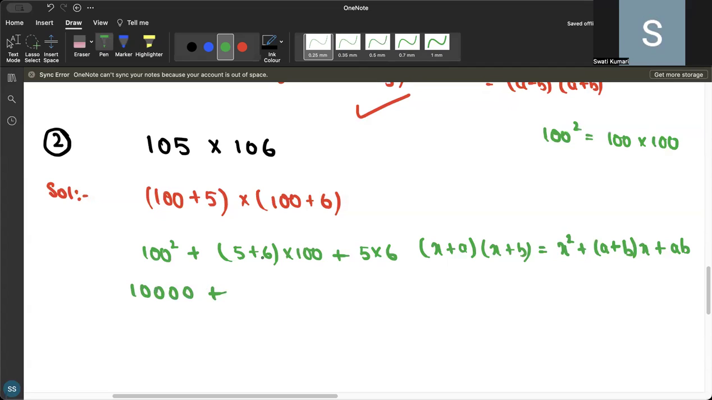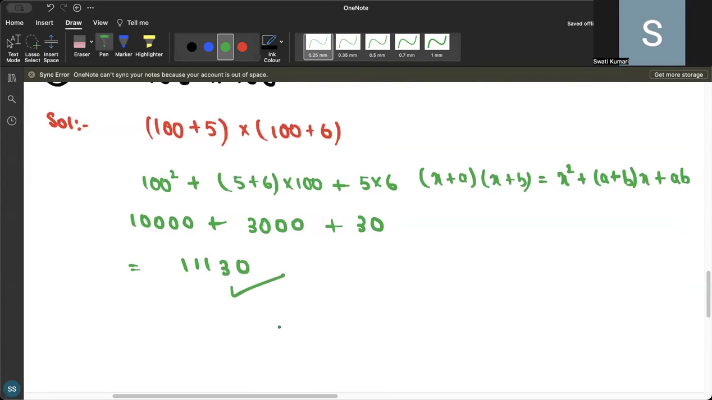5 plus 6 is 11, so 11 times 100 will become 1100, and plus 5 times 6, 30. Of course, if you add this, or if you know how to add it, it will become 11,130, and that's the answer. We are done.